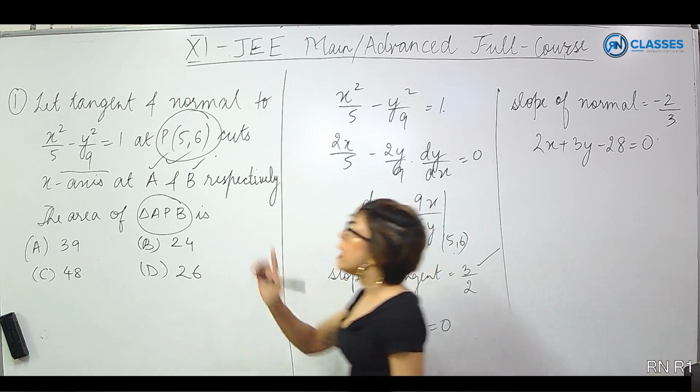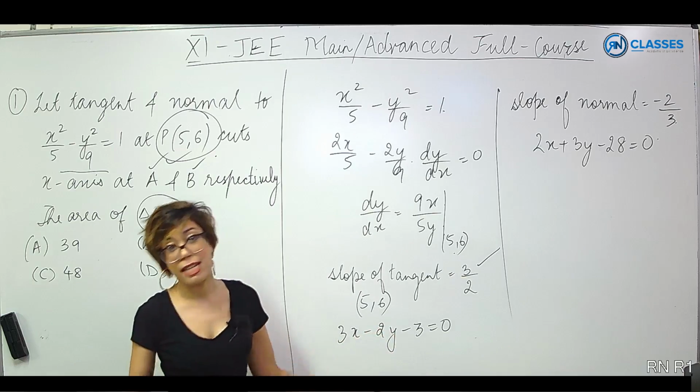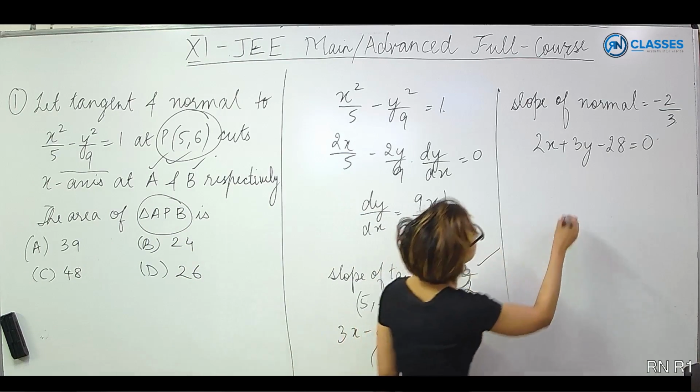Right? Now, mind it, I wanted the point of intersection with the x-axis, so basically the x-intercept. From here, I can get (1, 0). And from here, the x-intercept is (14, 0).